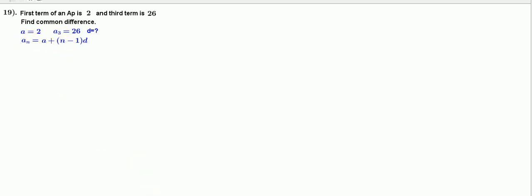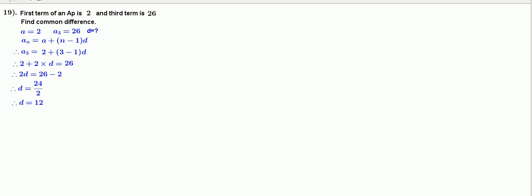So that is A3 is equal to 2 plus 3 minus 1 into D. Therefore, 2 plus 2D is equal to 26 because A3 equal to 26. That implies 2D is equal to 26 minus 2. Therefore, D is equal to 24 by 2. D is equal to 12.